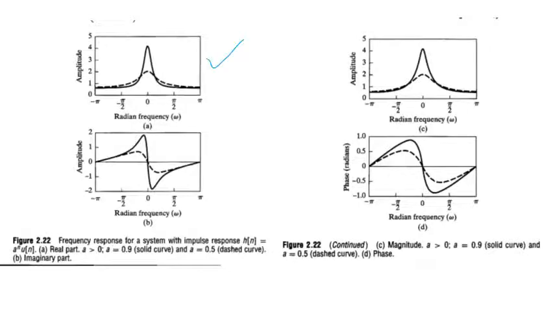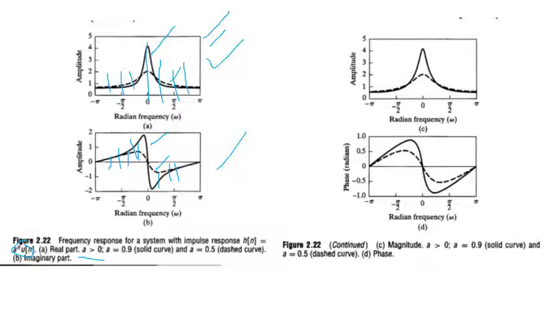These are the plots of the previous question. In the first figure, the frequency response of the system with this impulse response, A was greater than 0. In the solid line A is 0.9, in the dashed line A is 0.5. This is the magnitude, this is the real part and this is the imaginary part. In the imaginary part, the solid line represents A of 0.9, whereas the dotted line represents A of 0.5. You can see this is an odd function because here we have positive values and here negative values, and this is an even function. We have the same values on the left and right side of 0.